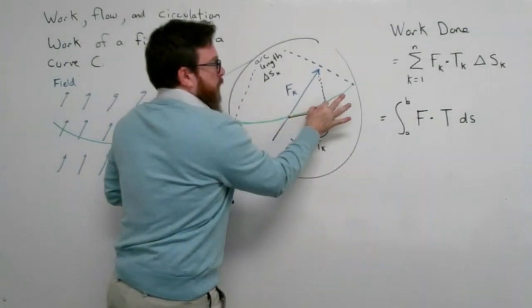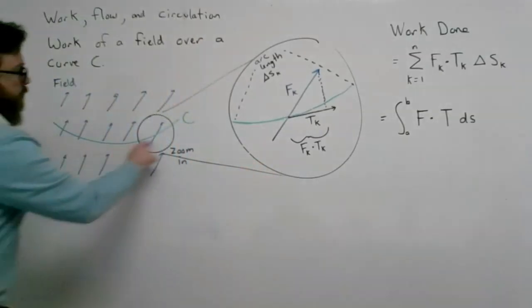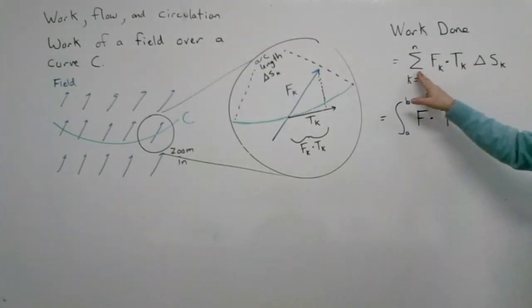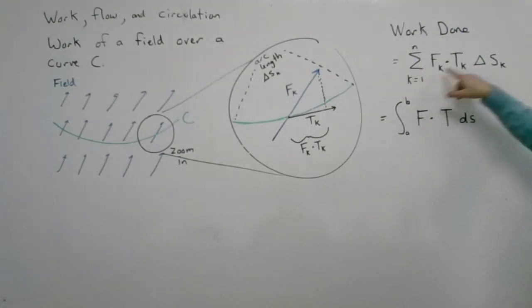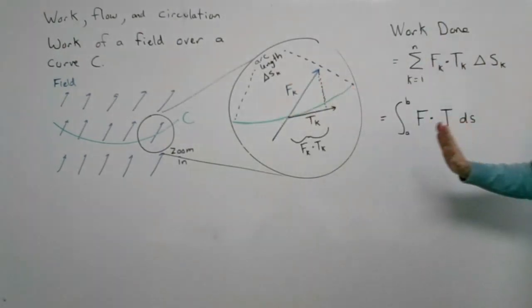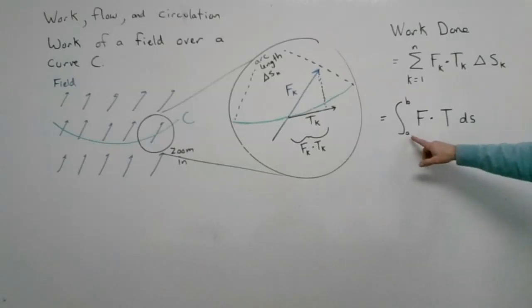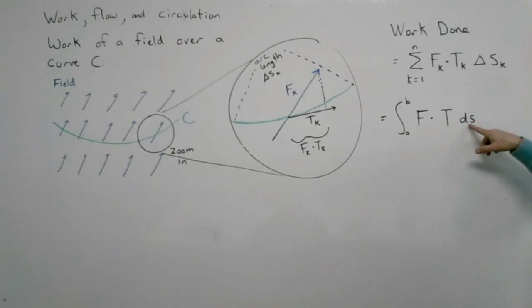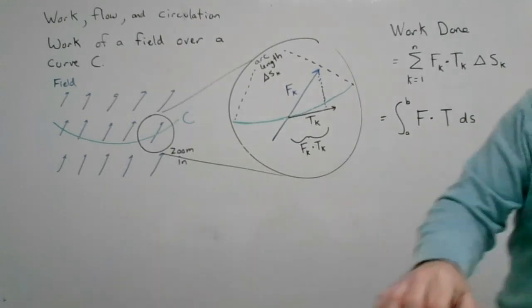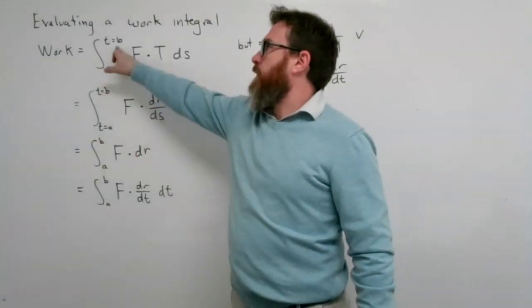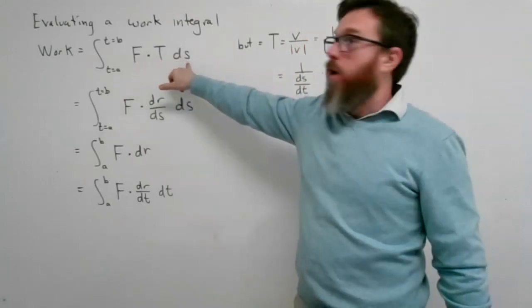There's going to be a bunch of T sub k's all the way across this curve. So if I want to know the work done, I have to sum up all those dot products of F of k and T sub k, multiplied by the arc length. So let's turn this into integration. This is going to be the integral from time a to time b of our vector field dotted with our unit tangent vector with respect to arc length. So we define the work integral to be the integral from t equals a to t equals b of F dot T with respect to arc length.